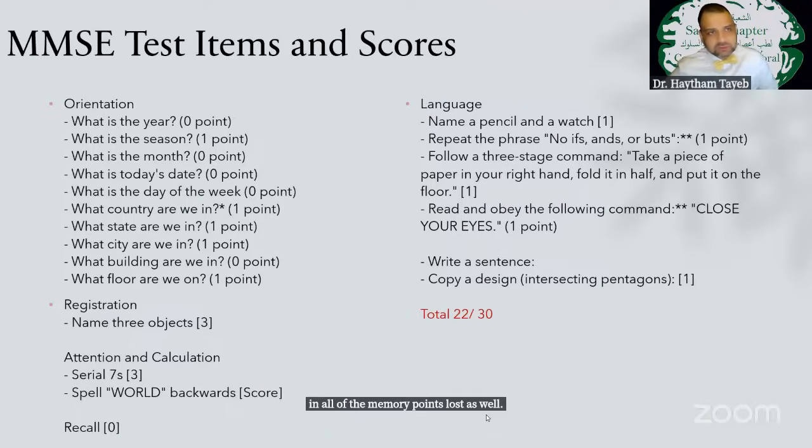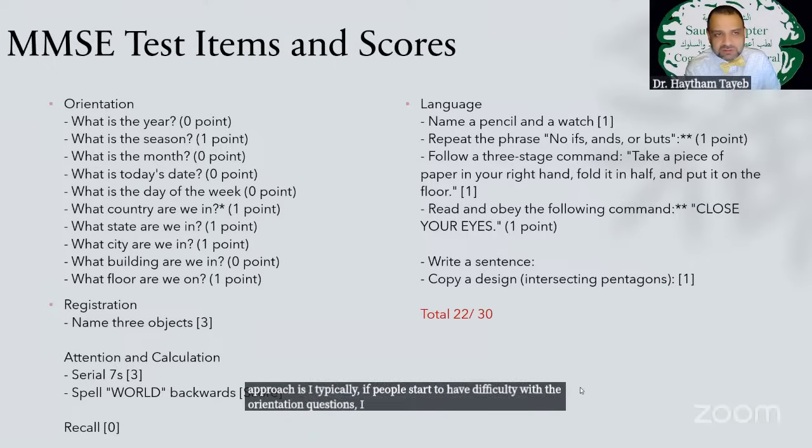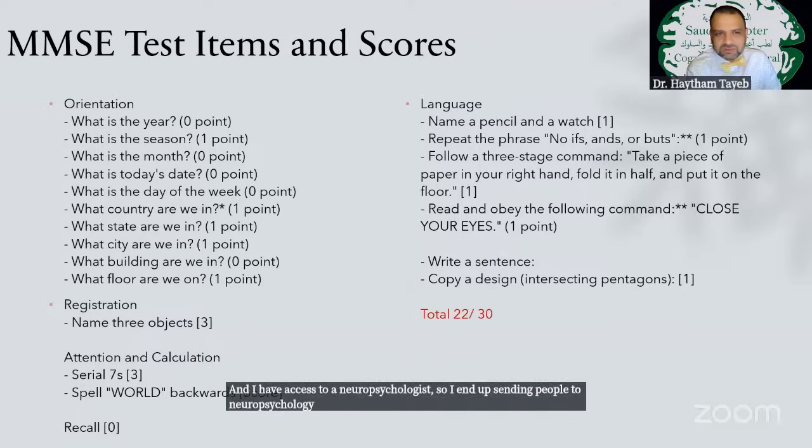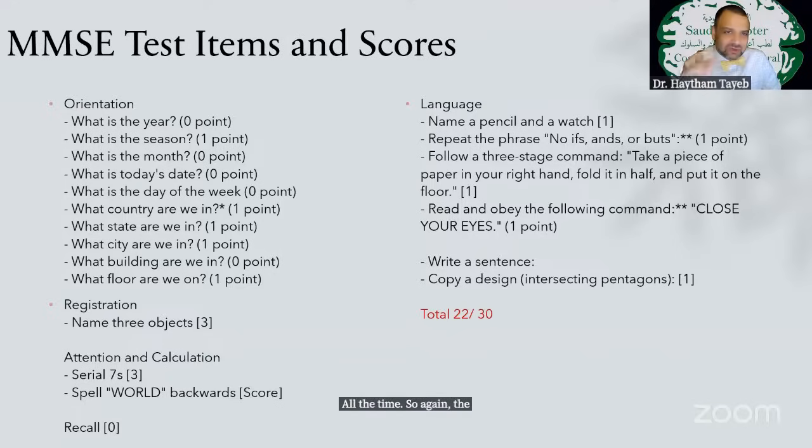And I'd be interested to hear what people's approach is. I typically, if people start to have difficulty with the orientation questions, just carry on with a Mini-Mental Status Examination because the MoCA would probably be too difficult for them. And I have access to a neuropsychologist, so I end up sending people to neuropsychology all the time. So again, the typical behavioral neurologist that sits there and takes out coins and looks for barognosis is going to be limited in terms of these Alzheimer clinics, at least.